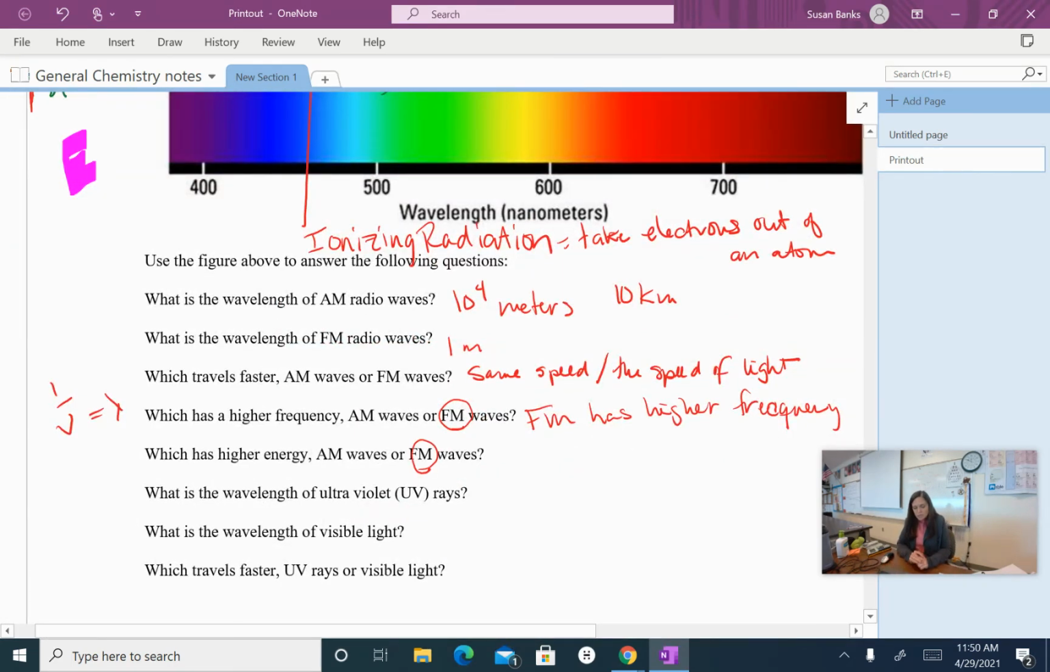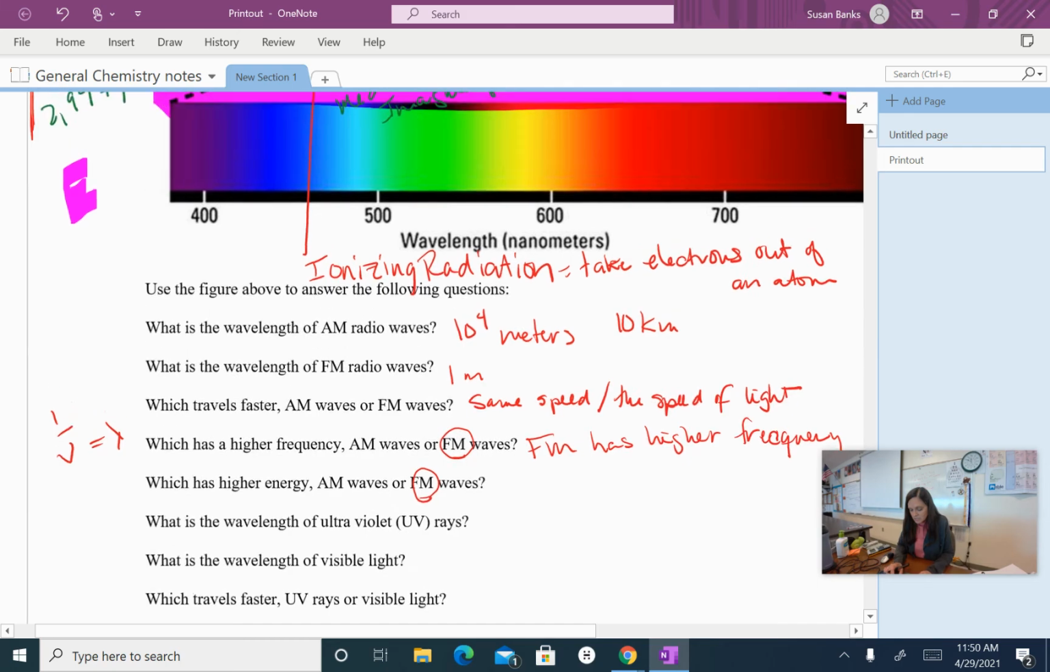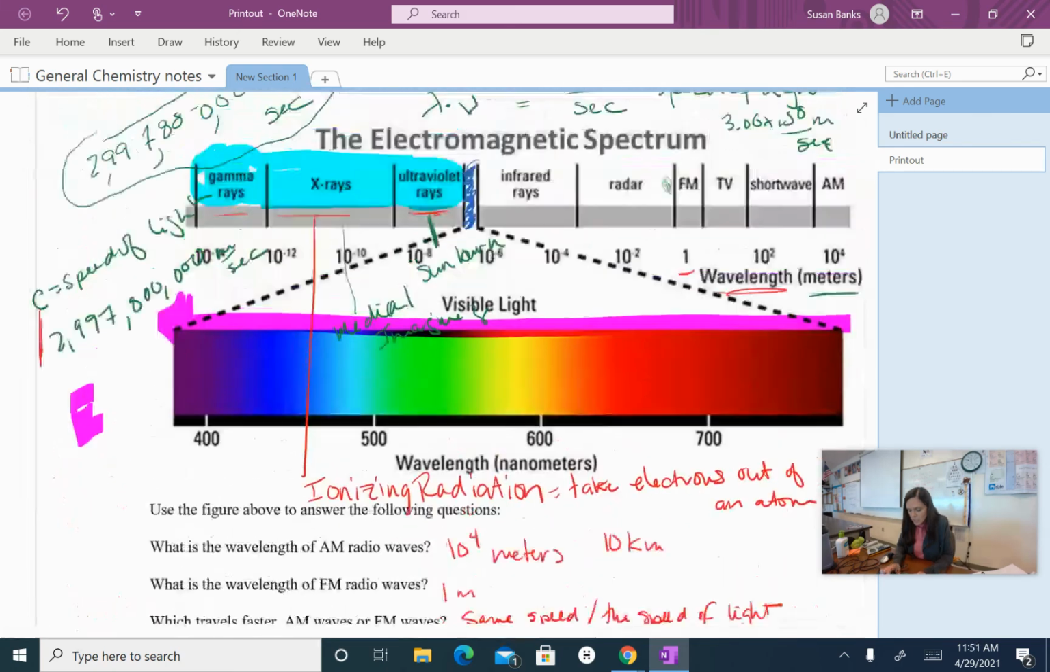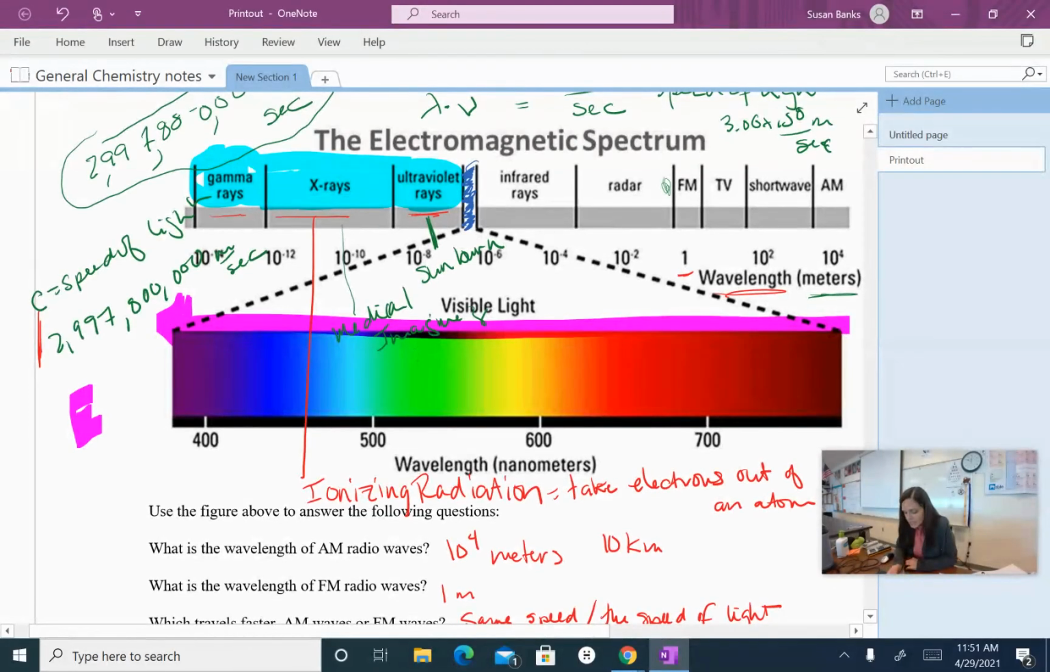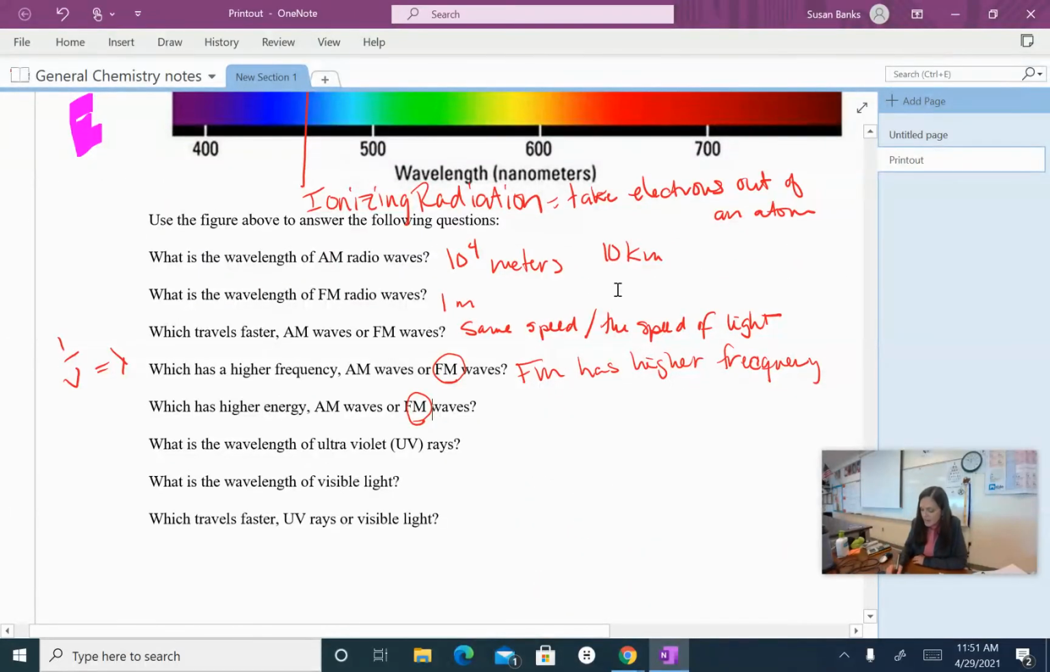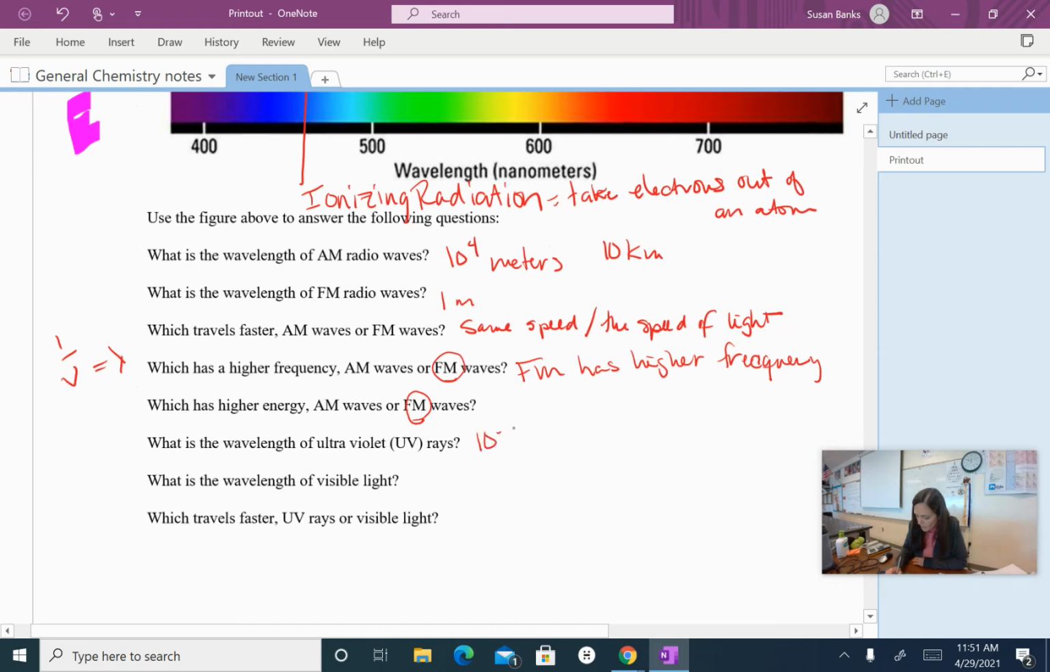Okay? What's the wavelength of UV? So let's look at ultraviolet. Ultraviolet looks like it's about 10 to the negative 8th. So that is less than a nanometer, or about a nanometer. It's about 10 nanometers, actually.